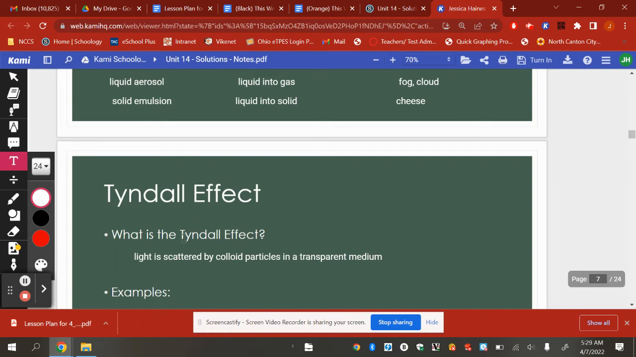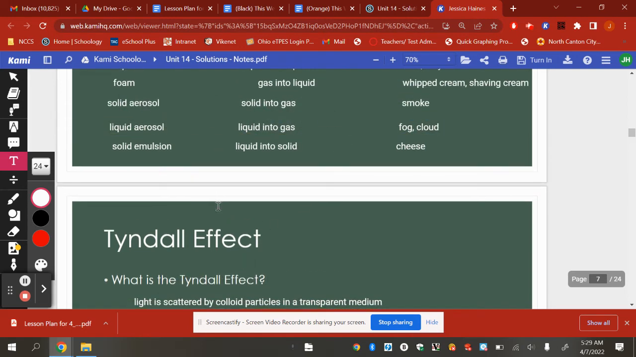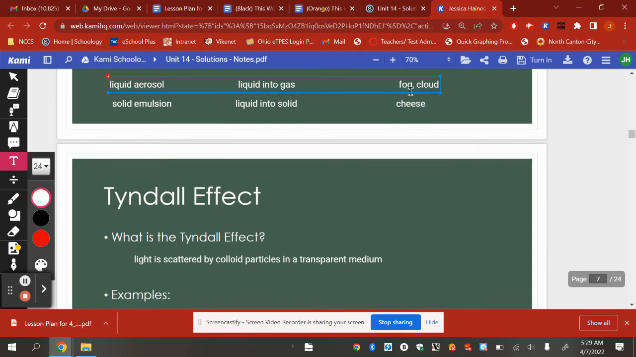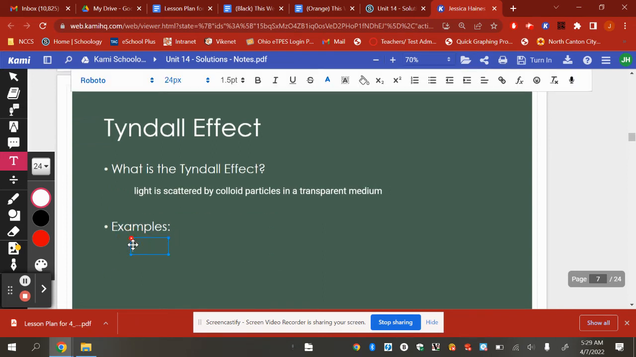So basically, lights and fog lights. So we set up here fog and clouds as an example of a colloid. When you shine light into a colloid like fog, it scatters those particles, and it will scatter them and reflect them right back up into your eyes. And that's, again, why we have fog lights placed where we have them.